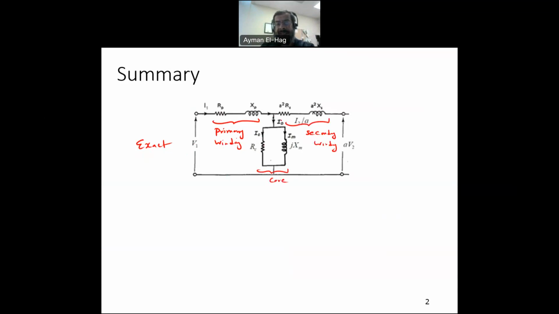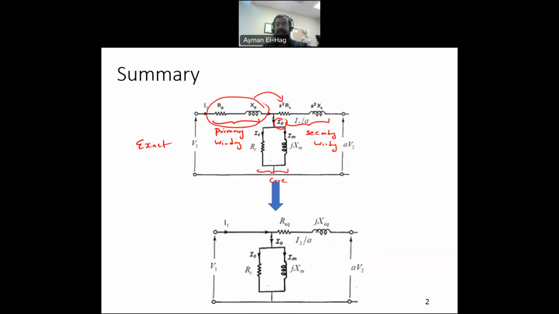Then we said that because this current is extremely small, we can move this part to here, adding the two resistors in series and the two inductances in series, so we get this model. This R equivalent is nothing but the R in the primary plus a square R in the secondary, and the X equivalent is the same thing: X in the primary plus a square XS. Just to remind you, this a square is because we are referring the secondary circuit to the primary circuit, as we mentioned in the previous video.